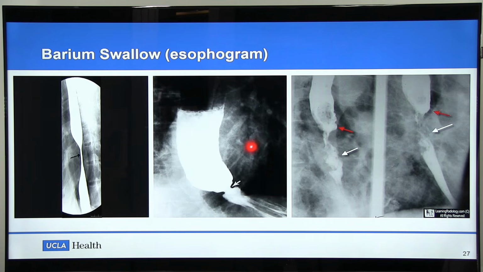This is another patient who also presents with esophageal dysphagia. You can see there's a narrowing or a ring at the bottom, and once again, you could see how solid food would not be able to get through this point.